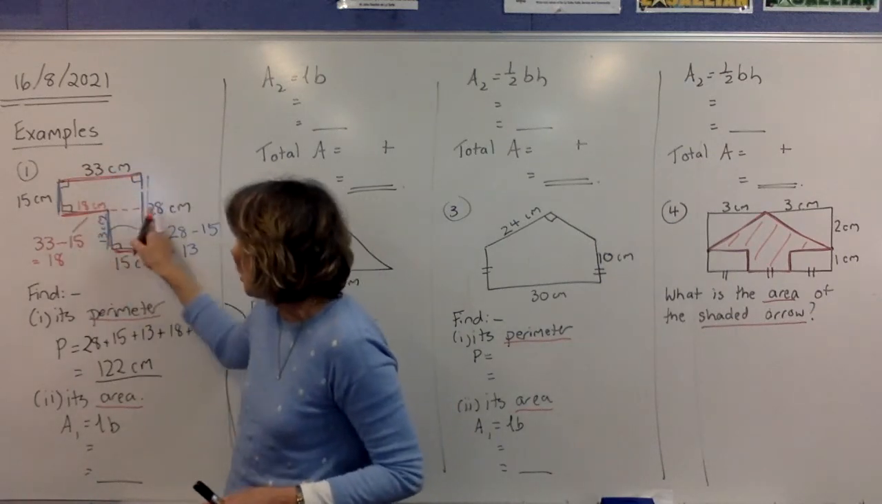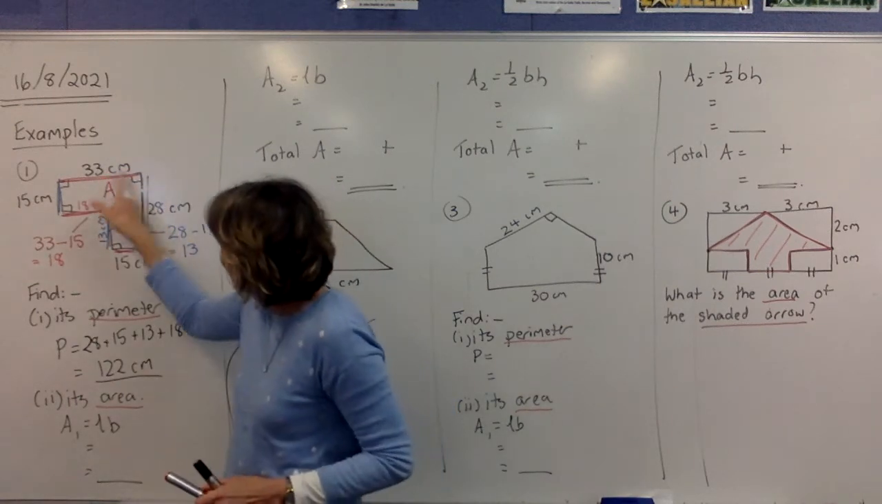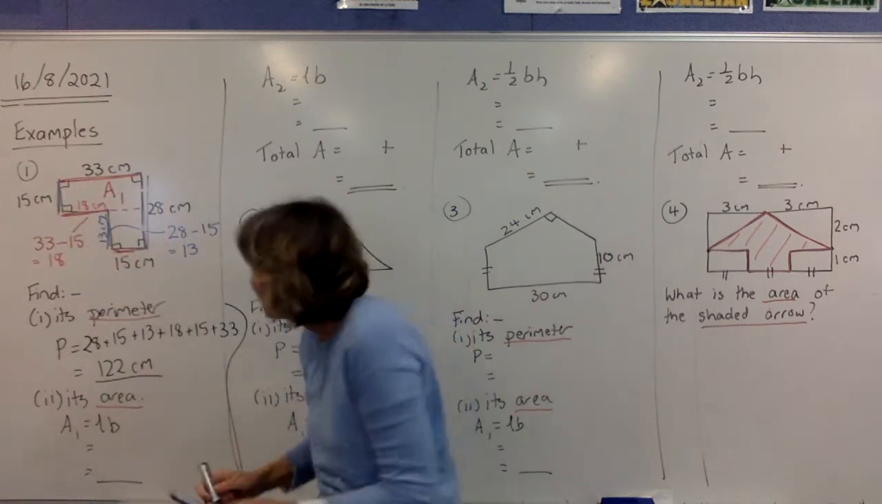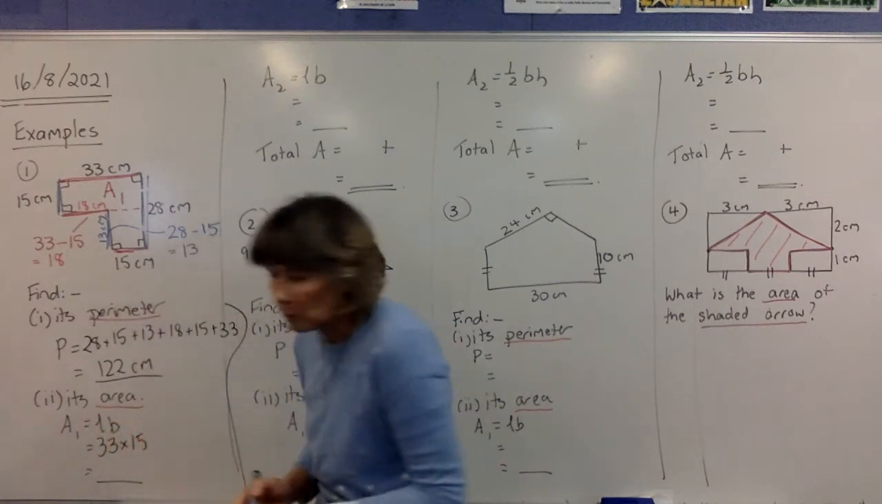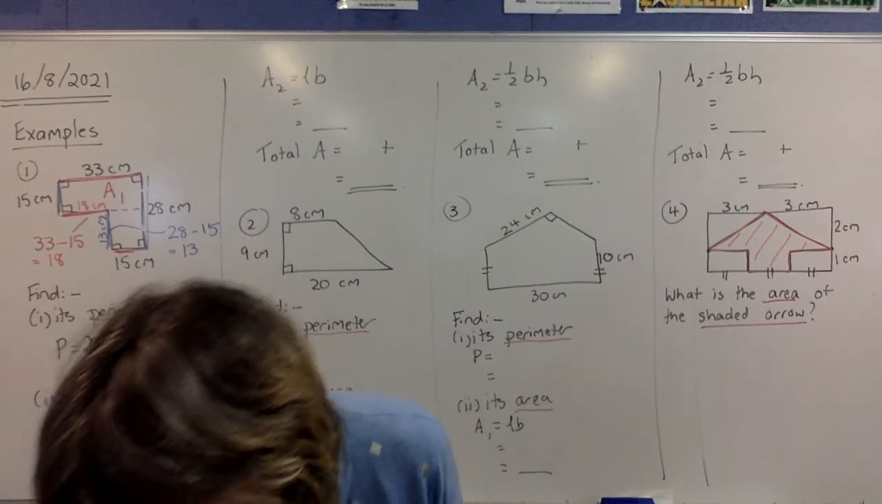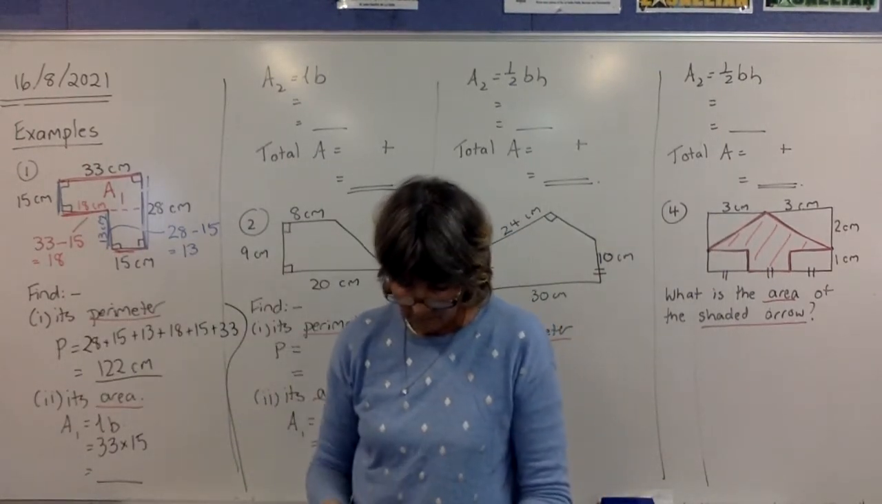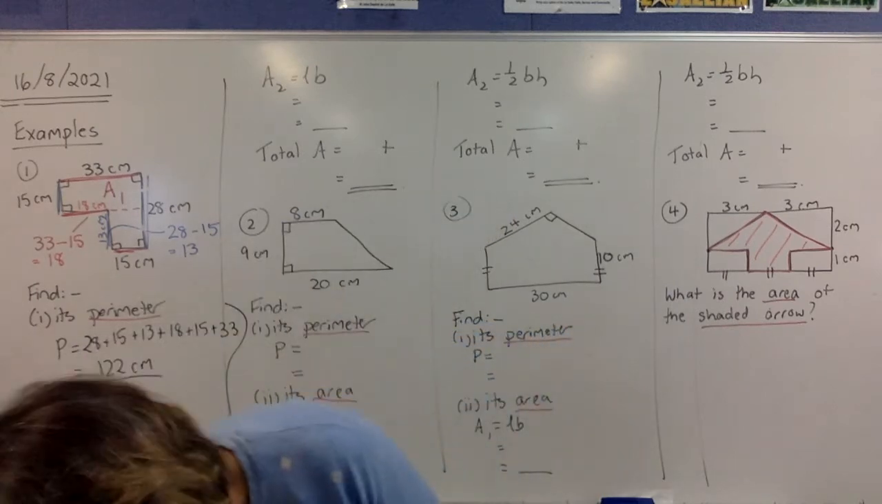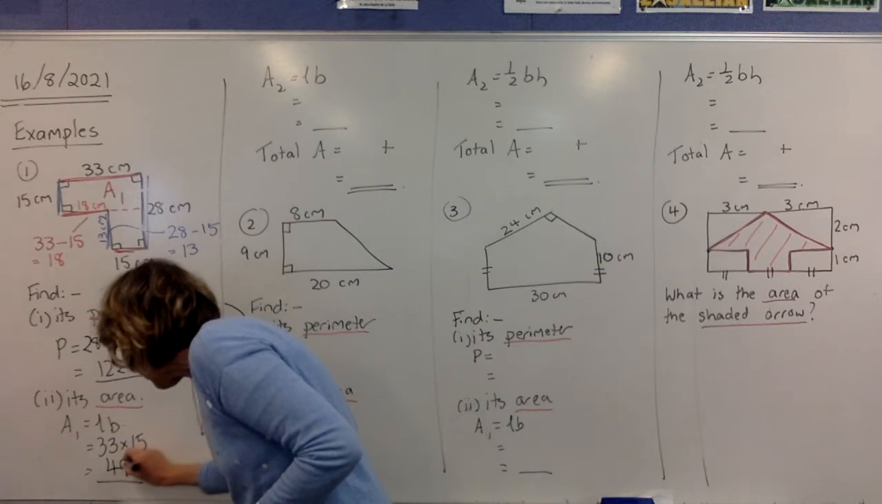I'm going to do that top rectangle first and call it area 1. So area 1 is the length times the breadth, which is 33 times 15. And you can work that out on your calculator as we're going. And we get 495. Okay, don't worry about the units yet because we haven't finished.